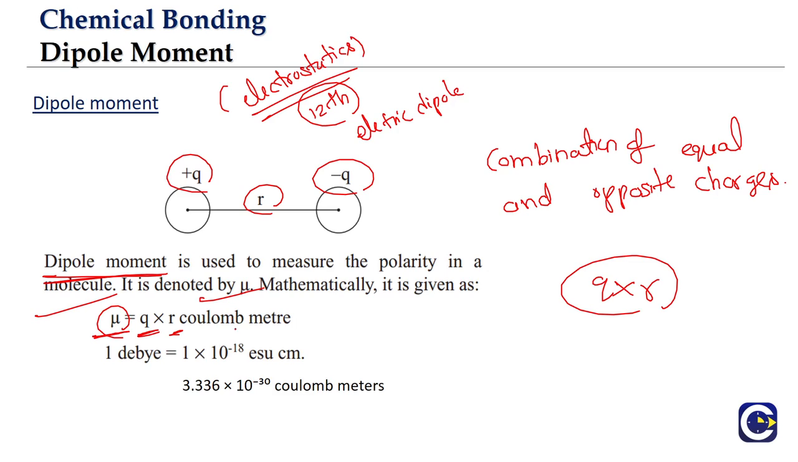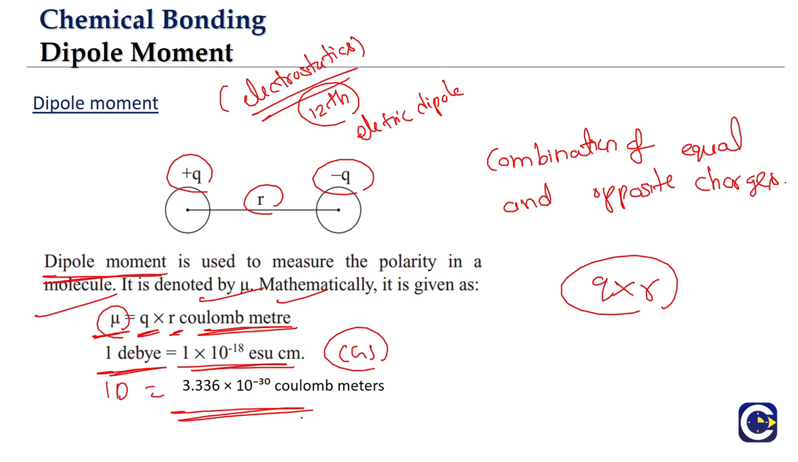So charge, what is the SI unit? Coulomb. And what is the SI unit of distance? Meter. So what is the SI unit of the dipole moment? Coulomb into meter. But most often we will use the unit debye. So what is the debye? 1 debye is 1 into 10 power minus 18 electrostatic unit centimeter, which is the CGS unit. In terms of SI unit, what is the conversion? 1 debye will be equal to 3.336 into 10 power minus 30 coulomb into meter.